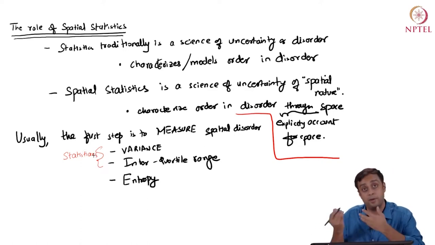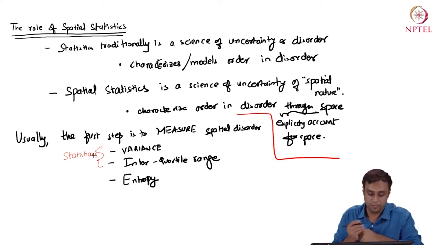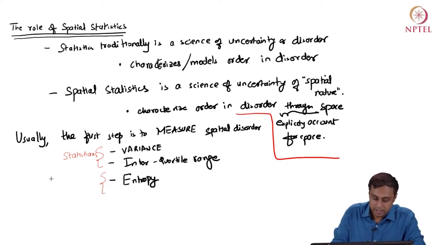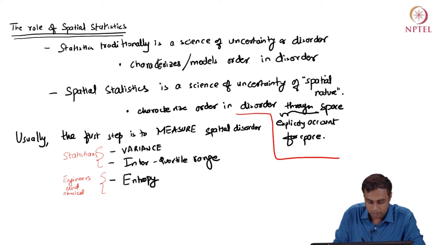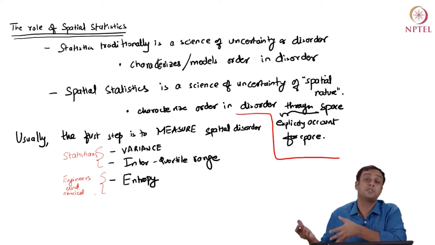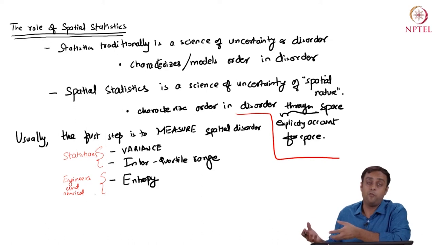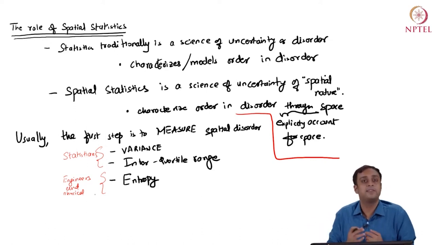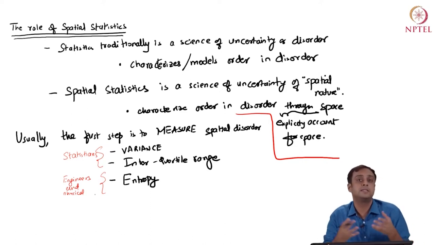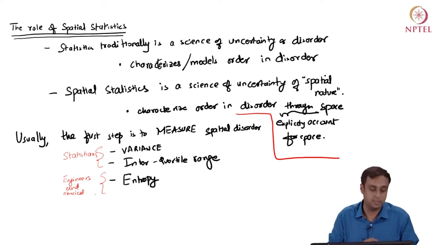So variance and interquartile ranges, these are popularly used or extensively employed by statisticians, econometricians, biostatisticians, and so on and so forth. Entropy, on the other hand, is mostly used by engineers and physical scientists. So if you come from physical sciences background, perhaps you must have heard of entropy. What we are learning here is that entropy does a similar job to what variance does, and this is something we will again see in a little bit going forward.